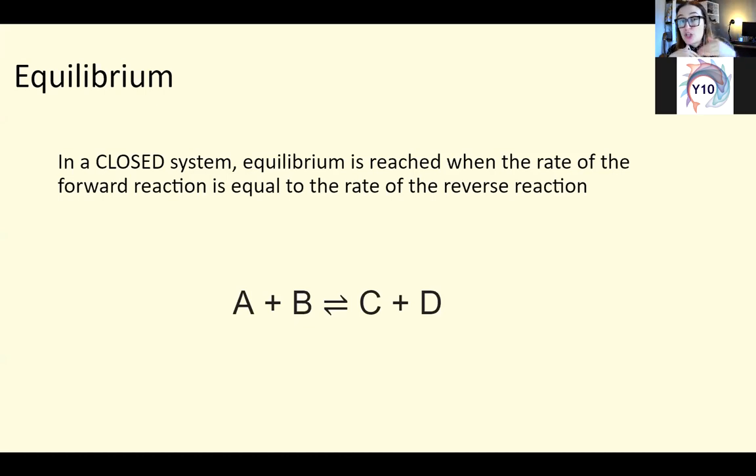That means the rate at which A and B is formed is the same as the rate at which C and D is formed. And that only takes place in a closed system, and that's where you've got a lid on it, basically, okay? If you don't allow anything to escape, you can reach equilibrium. And equilibrium, guys, is a word that just means balance, okay? So that's where it reaches this sort of balance.